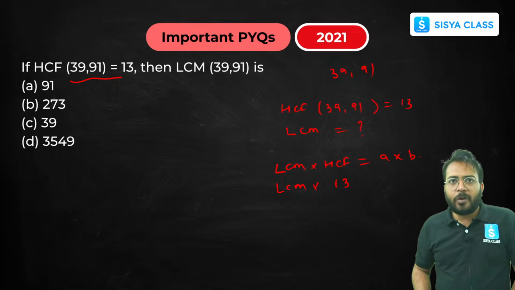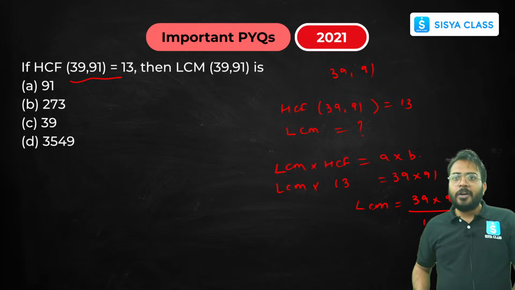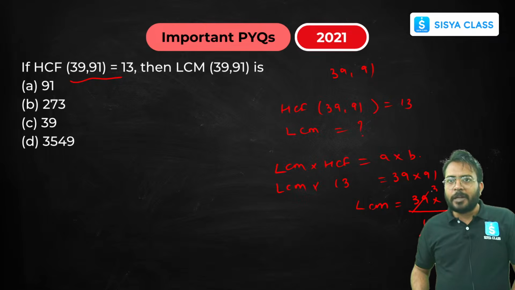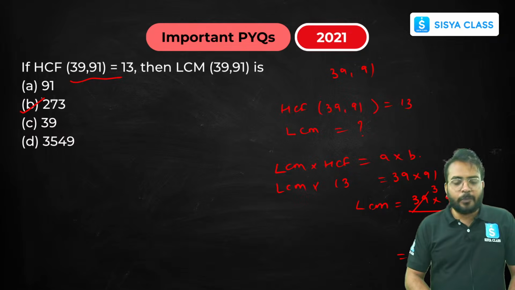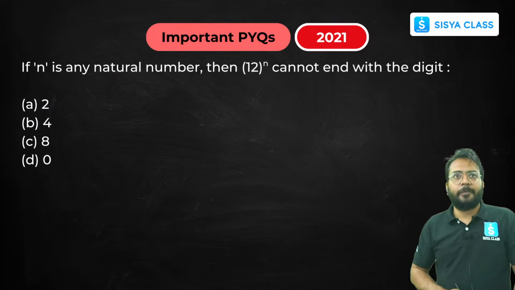And the numbers we have are 39 and 91. So can we simplify this and get our answer? That is going to be 39 into 91 divided by 13, beta. If you know the 13 table, it can be simplified, right? 13 into 1 time and 13 into 3 times. Just multiply 3 into 91. So 90 into 3 is 270, and that's why your answer is going to be 273, that is the B option, beta.